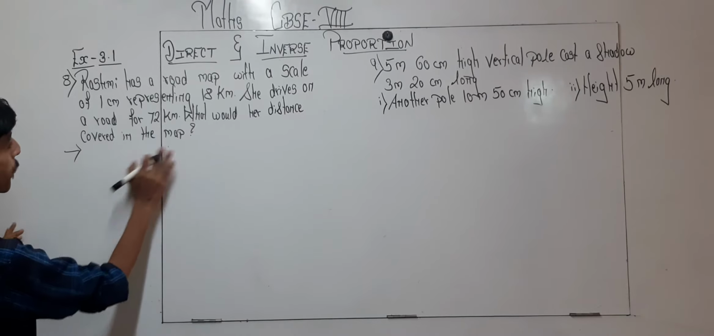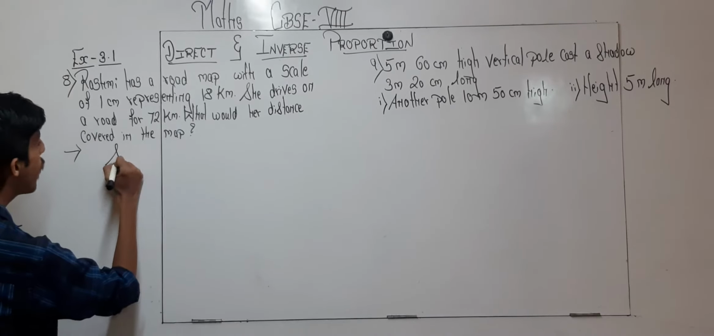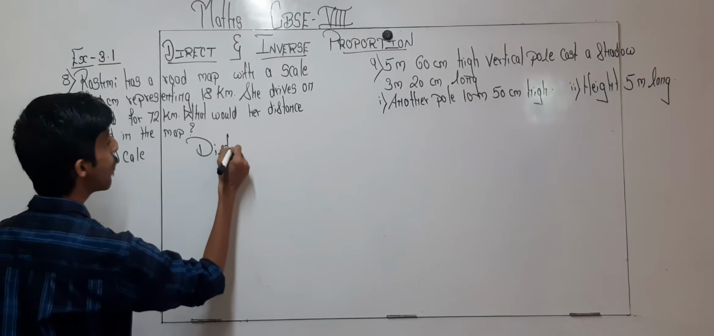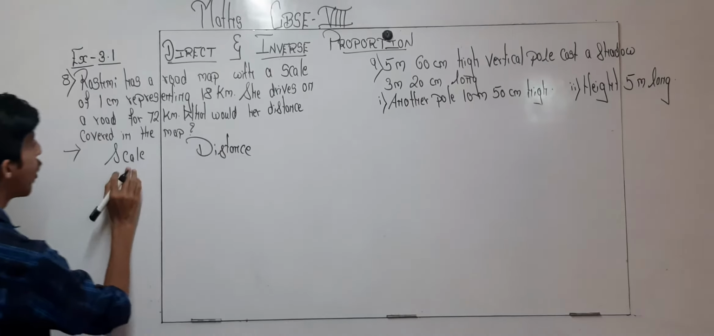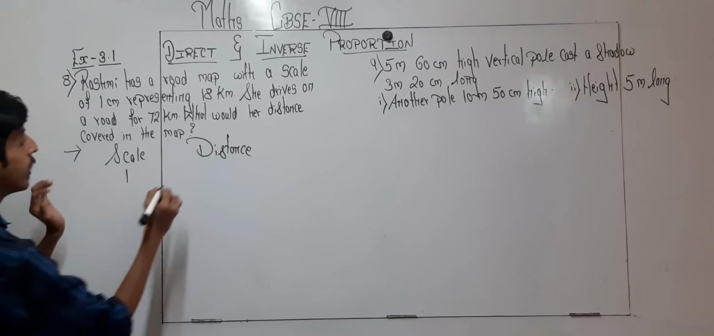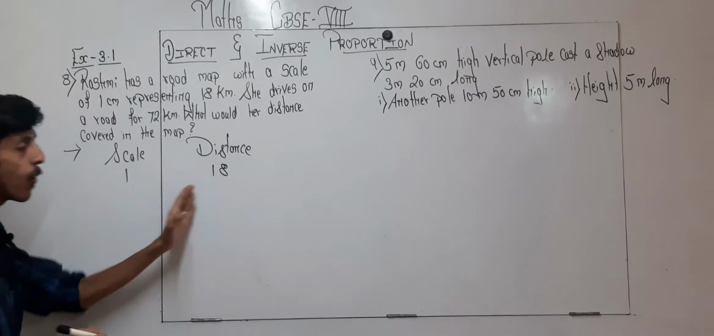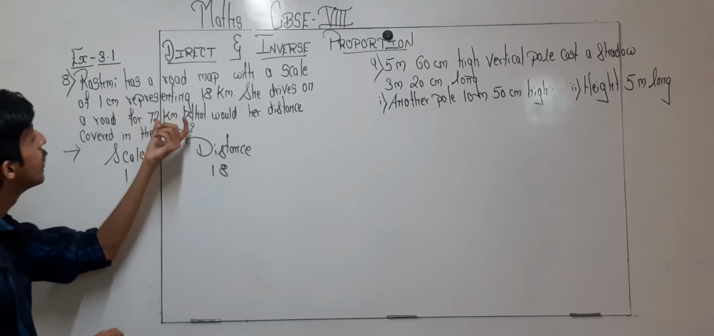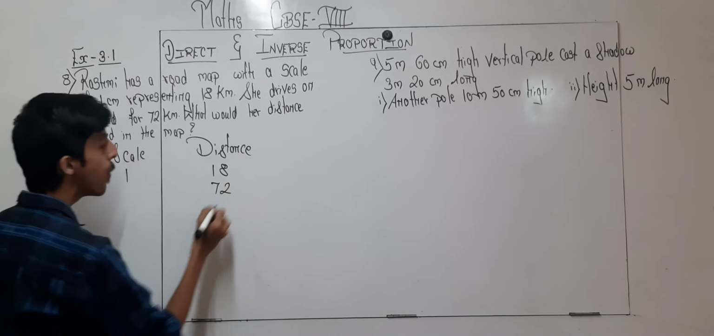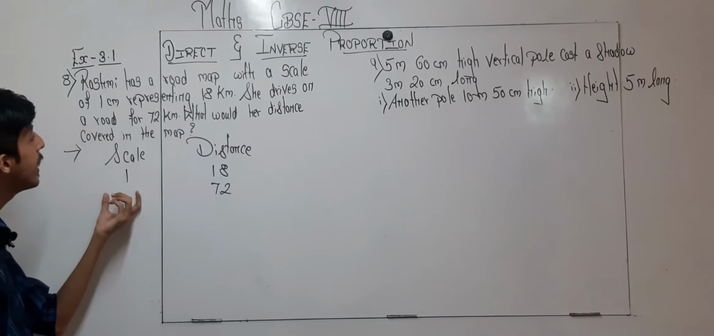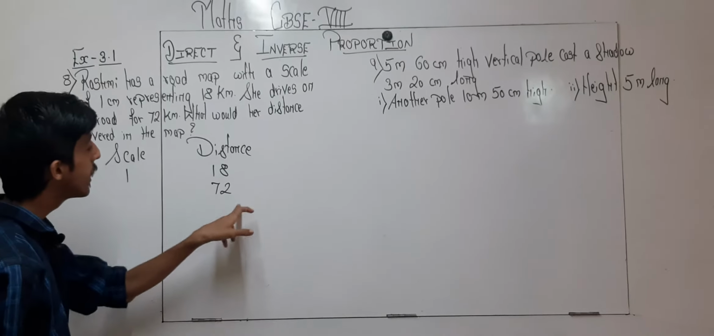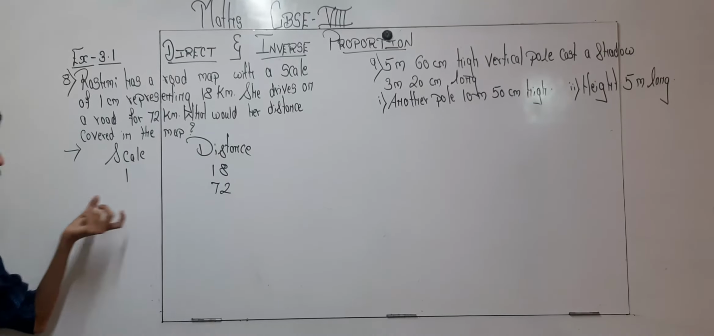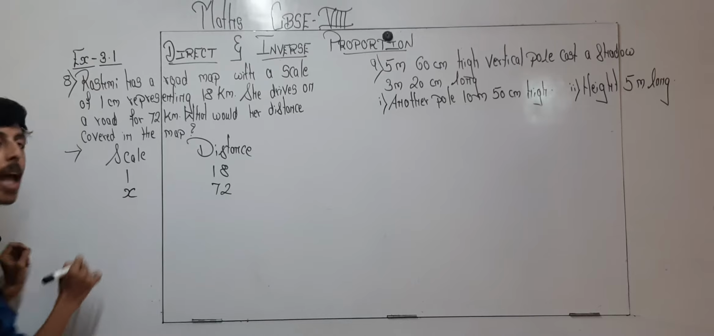Now over here, what is being told? A scale is being given and a distance traveled by Rashmi is being given. For 1 centimeter, 18 kilometers is being covered. So for 72 kilometers, how much distance will it be in the map? The distance is increasing, so the scale distance will also increase. So by which concept? Direct method.